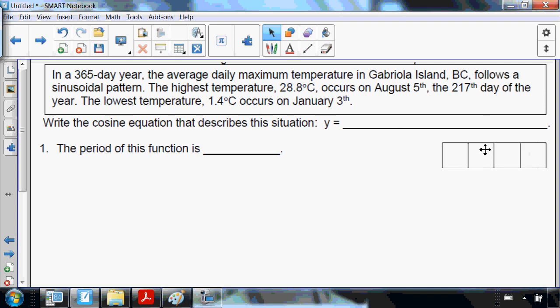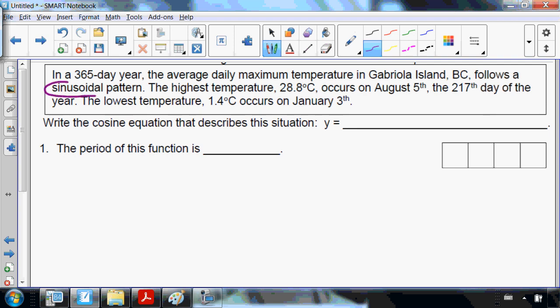Okay. Review of shaded version, section 1.4 check-in. Let's begin. 365 days in a year doesn't mean that's necessarily the period. So never assume that.